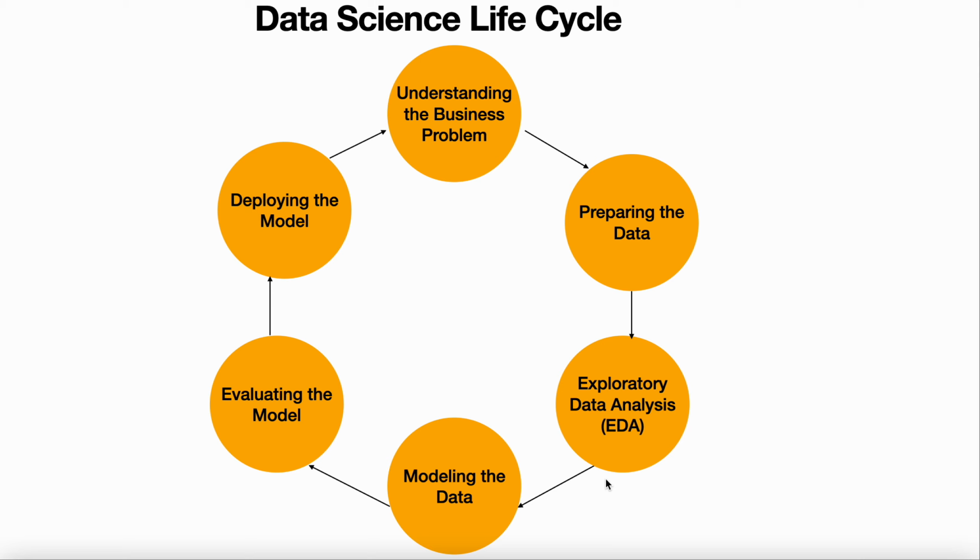Data science life cycle. In this, we have 6 steps: understanding the business problem, preparing the data, exploratory data analysis, modeling the data, evaluating the model, and deploying the model. We'll discuss each step in this video.